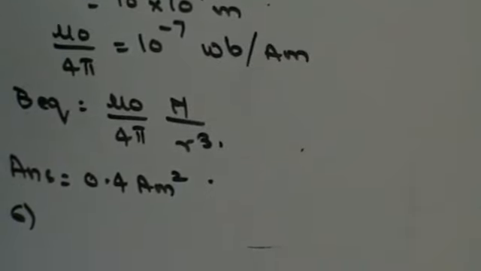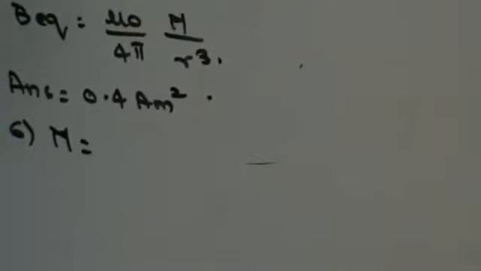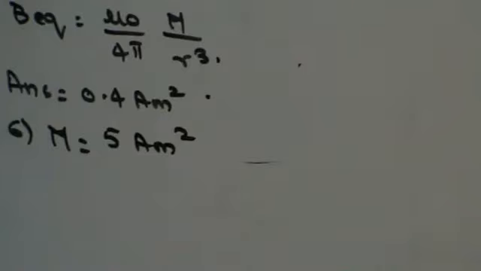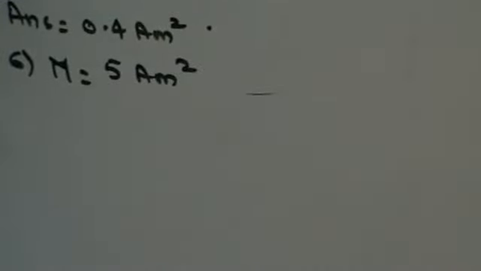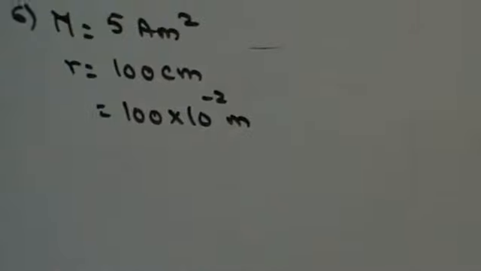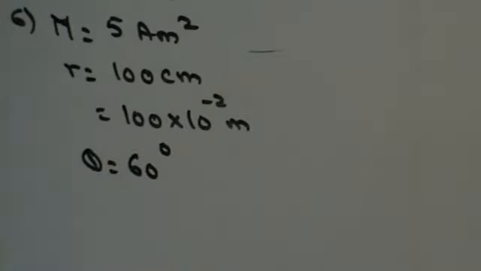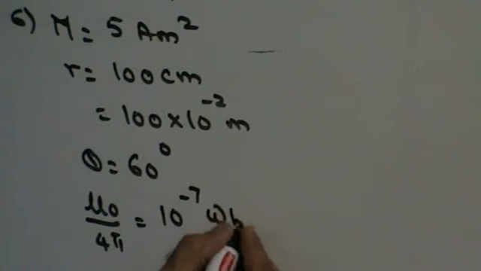Next, take our next sum please. Determine the magnetic induction if magnetic dipole moment is 5 ampere meter square at a distance of 100 centimeters at an angle of 60 degrees with the axis, if mu 0 upon 4 pi is 10 to the power of minus 7 Webers per ampere meter.